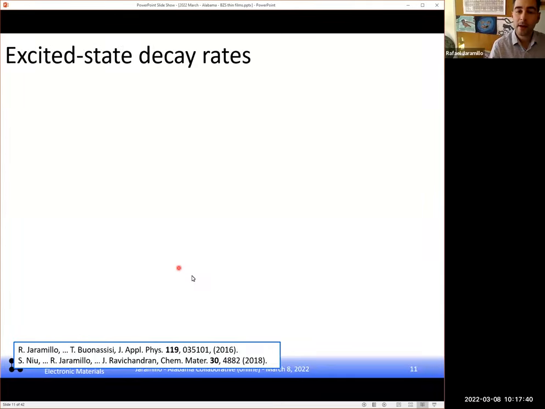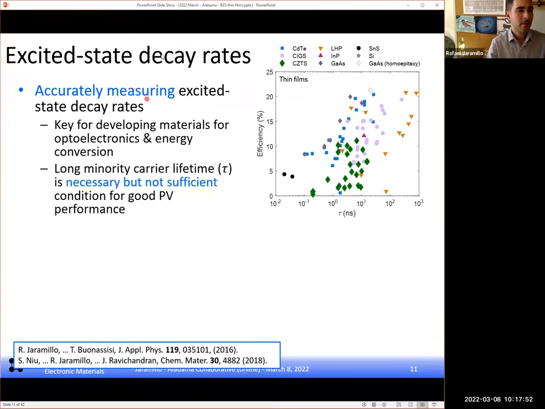Okay, what about excited state transport? For those of you who work on solar cells or lasers or ambipolar transistors, I guess you care about minority carrier and ambipolar transport. If we're going to focus on solar cells, we know that accurately measuring the excited state decay rates is really important. This is a plot which I made showing that a long minority carrier lifetime is a necessary but not sufficient condition for solar cell performance. This is a scan of a bunch of different materials and the reference is here. The point is that you can make a crummy solar cell out of a long lifetime material, but you can't make a good solar cell out of a short lifetime material. You need that long minority carrier lifetime.